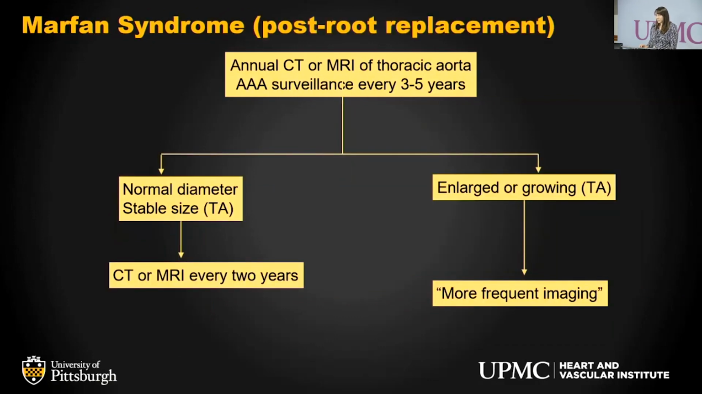You are not done after they've had their root replaced in Marfan's. They still can have other disease in other locations. And so generally the guidelines recommend immediately after root replacement annual CT or MRI. If it's a normal diameter and stable in size, you can space that out to every 2 years. If it's enlarged or growing, again, quote, more frequent imaging. So it's important to remember to keep following these patients even after they have had an aortic surgery.